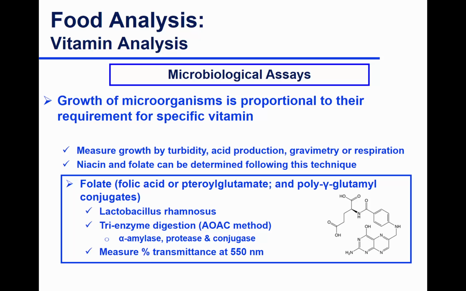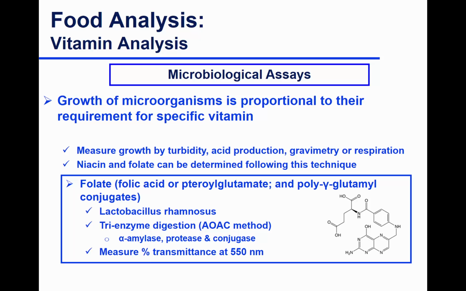Microbiological assays are simple. You grow organisms with and without the vitamin, and because the vitamin is needed for growth, the growth of microorganisms is proportional to the amount of the vitamin that you have. You measure that growth by measuring turbidity or acid production or the actual weight or respiration, the uptake of oxygen. The two vitamins commonly measured that way are niacin and folate.